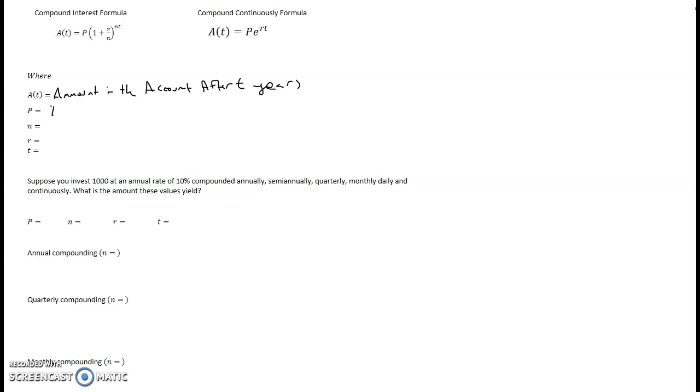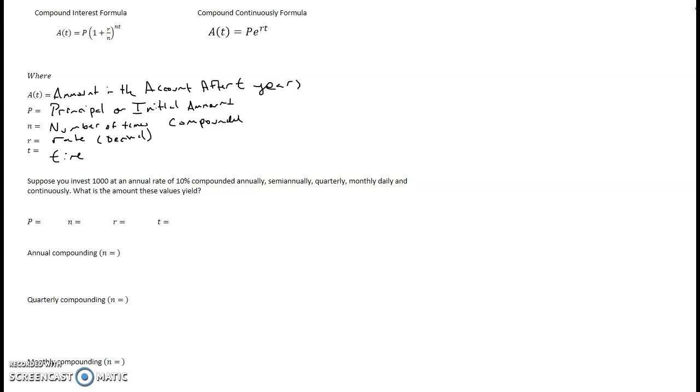P is the principal or initial amount invested. N is the number of times compounded. R is the rate as a decimal. So we'll need to make sure we divide it by 100. And then T is the time.